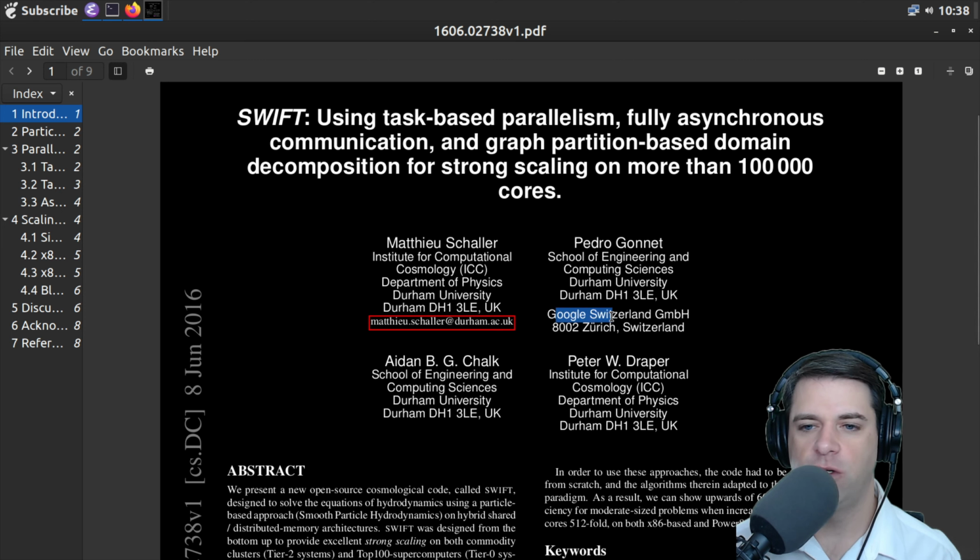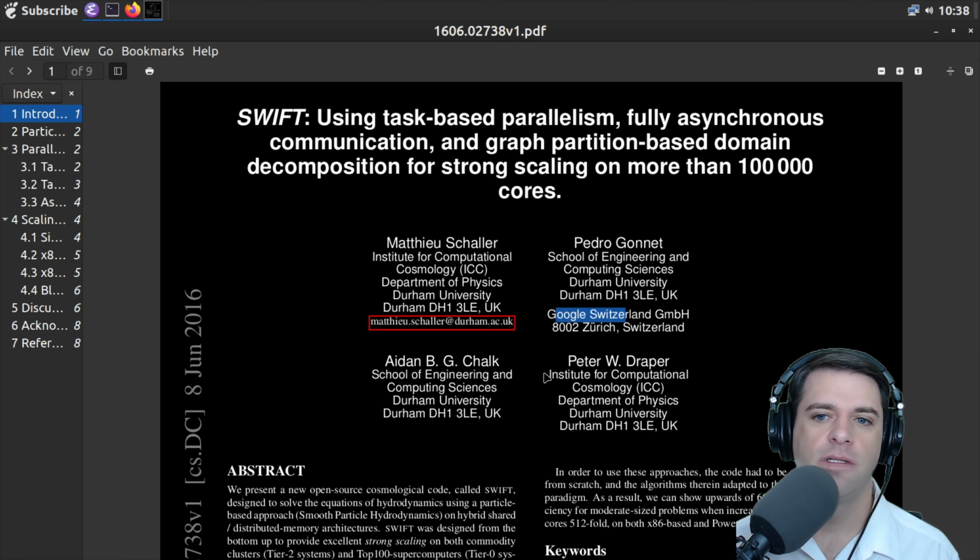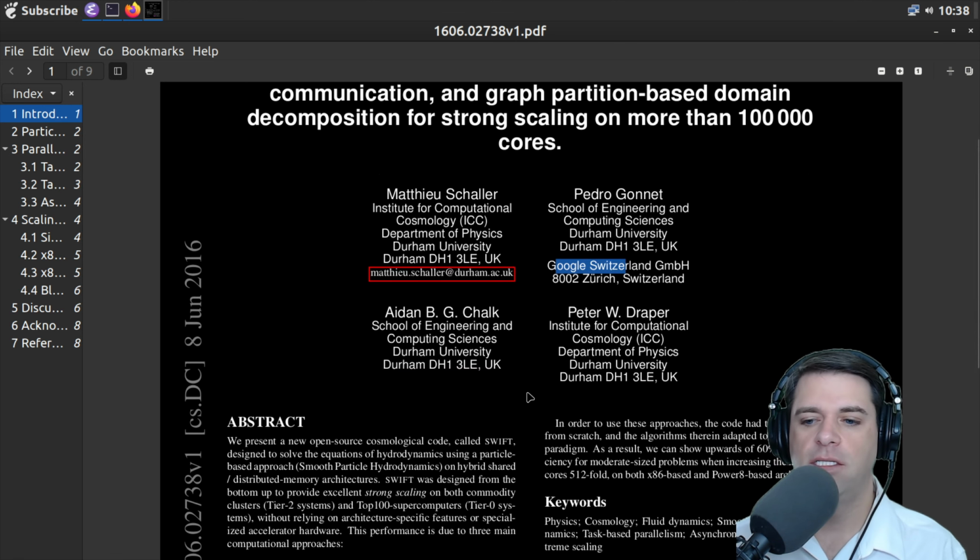There is, I guess, a Swiss Googler here. And so from our perspective, the interesting part are the physics models. How do they work? What are they up to? And that's how we're going to look at it.